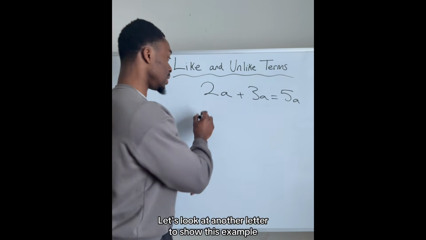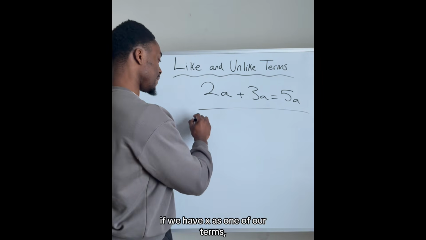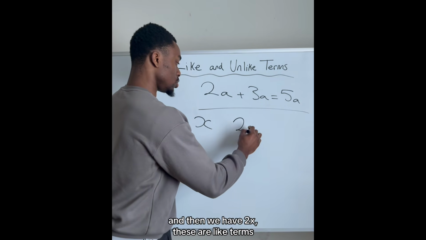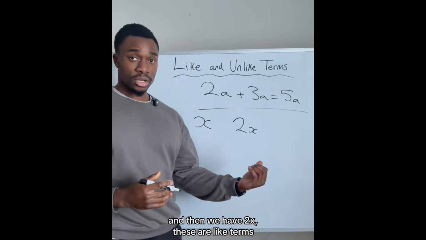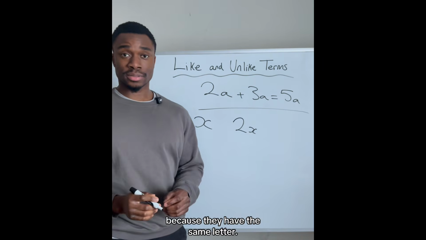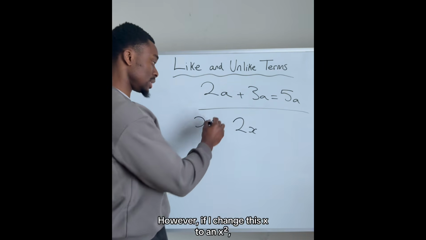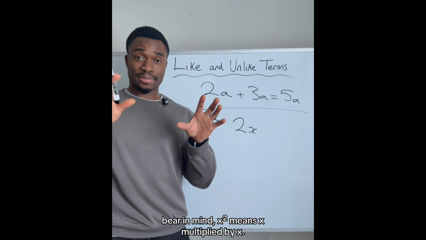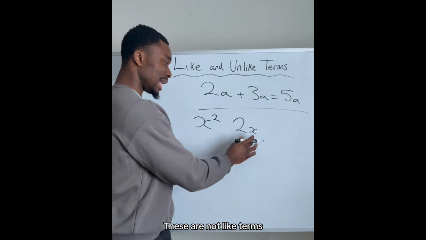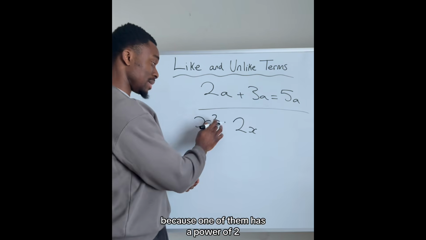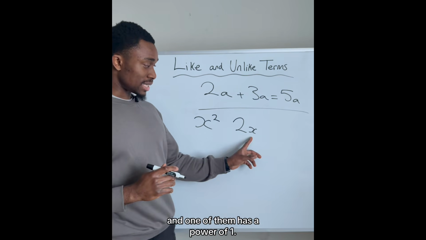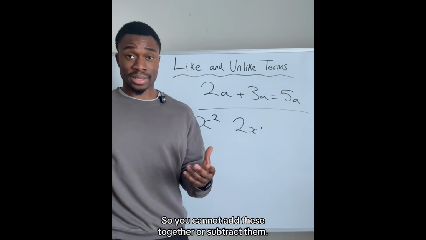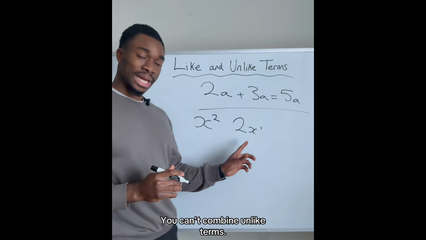And let's look at another letter to show this example. If we have x as one of our terms, and then we have 2x, these are like terms because they have the same letter. However, if I change this x to an x squared, bear in mind x squared means x multiplied by x, these are not like terms because one of them has a power of 2 and one of them has a power of 1. So you cannot add these together or subtract them. You can't combine unlike terms.